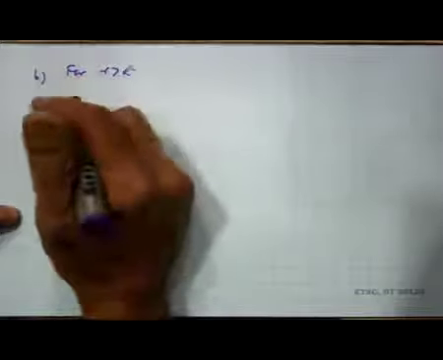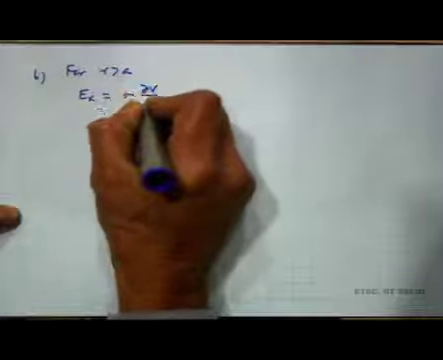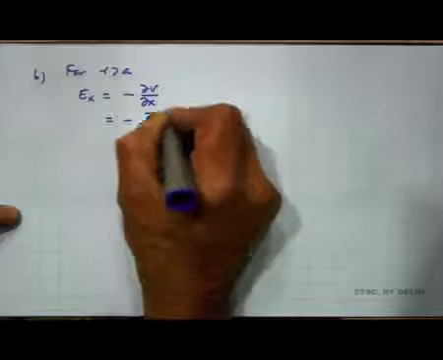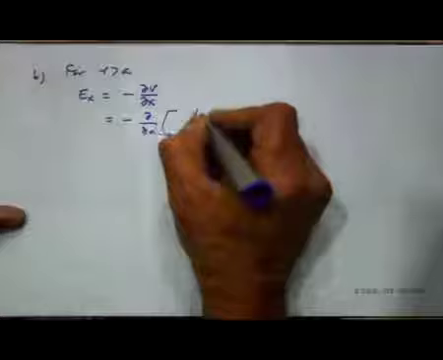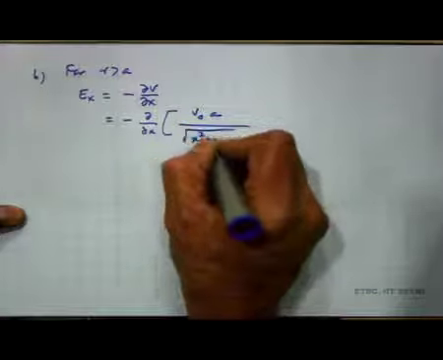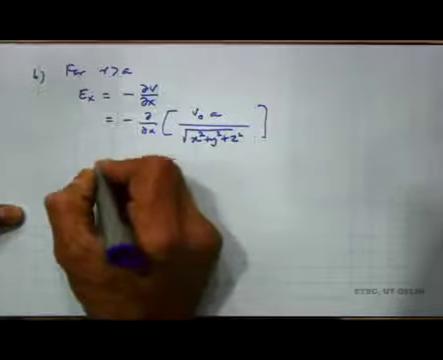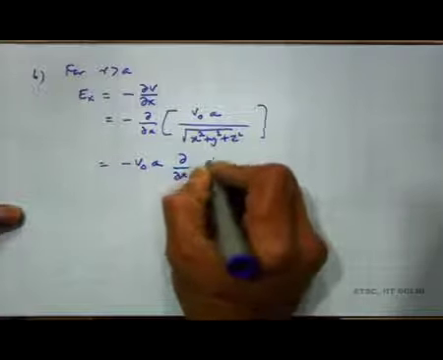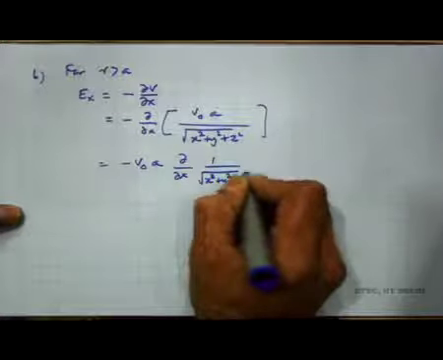Let us calculate the three components. So, E x is equal to minus del V by del x, which is equal to minus del by del x of, look at the potential here, V naught a by square root of x square plus y square plus z square, which is equal to minus V naught a del by del x of 1 by square root of x square plus y square plus z square.